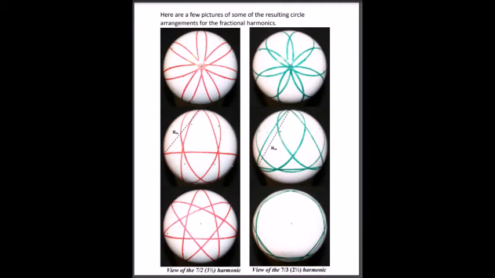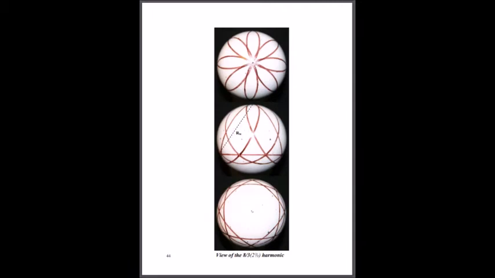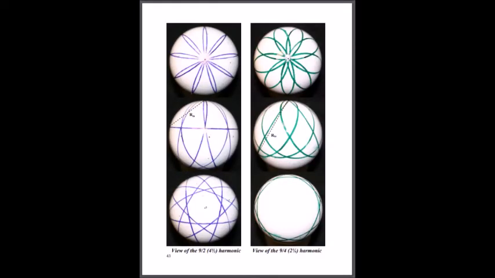Here are some other examples of fractional harmonics that can be constructed on a sphere. On the left, we have a 7/2 harmonic that's located between the 3rd and 4th harmonic. And on the right, we have a 7/3 harmonic that's located between the 2nd and 3rd harmonic. This is an 8/3 harmonic located between the 2nd and 3rd harmonics. On the left here, we have a 9/2 harmonic that's located between the 4th and 5th harmonic. On the right is a 9/4 harmonic located between the 2nd and 3rd harmonic.